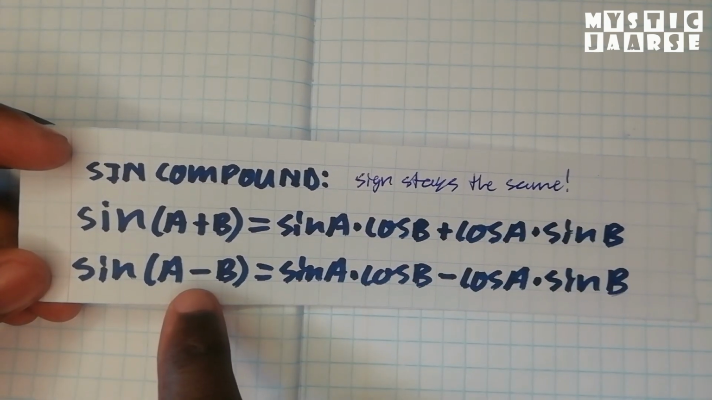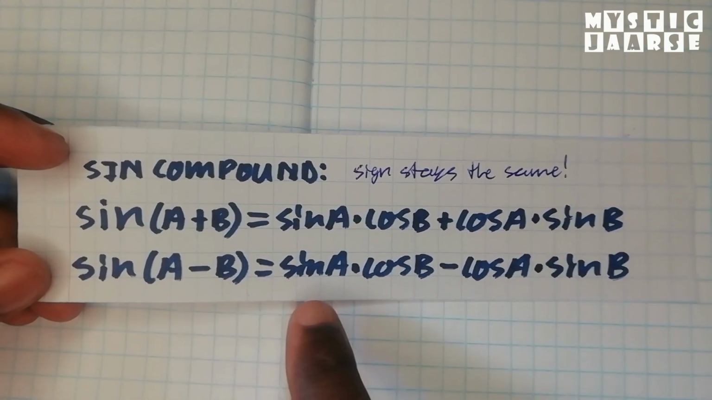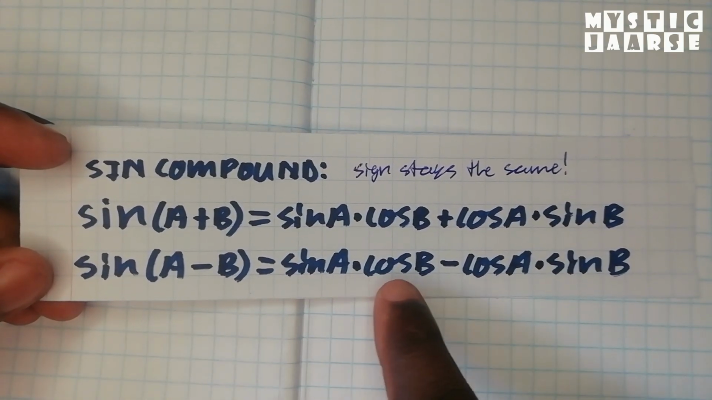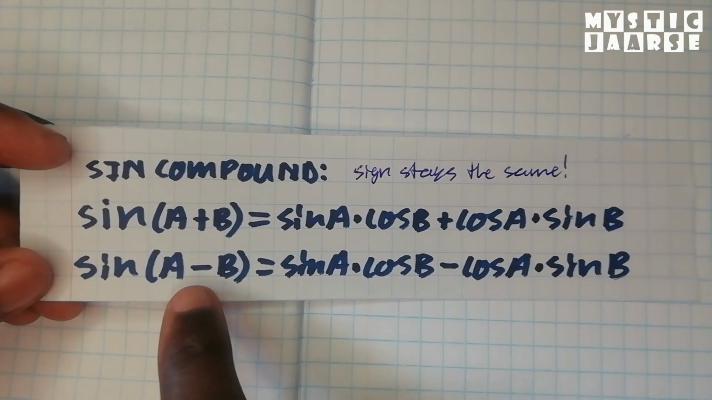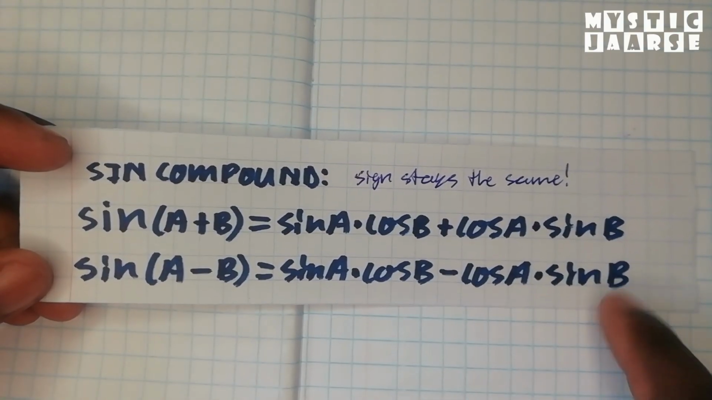It also stays the same when you have a minus sign. So sine of a minus b should give you sine of a multiplied by cos of b minus, you see, the sign didn't change, cos of a multiplied by sine of b.